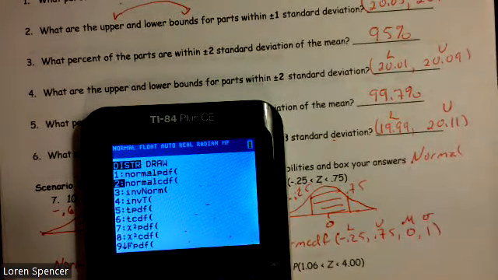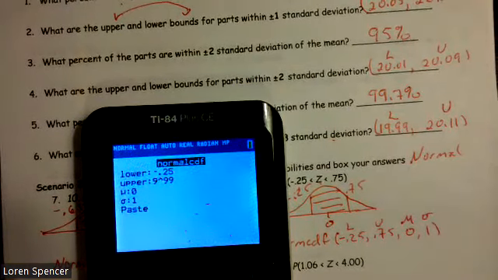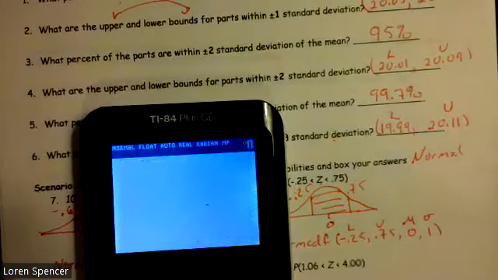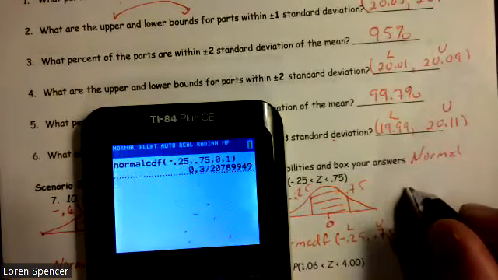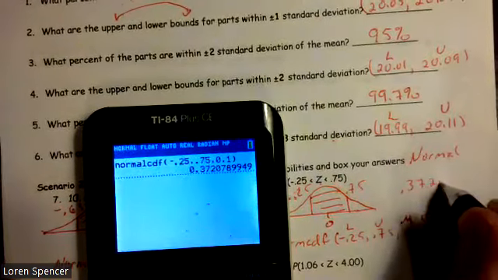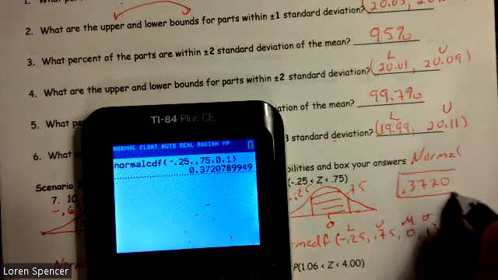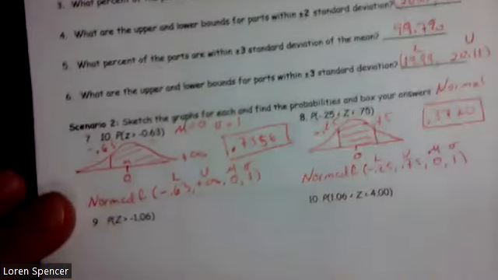Second vars, norm CDF, lower, negative 0.25, upper, 0.75, mean is 0, standard deviation of 1, because it's a Z-score, that'll always be that. And we can find out that it's about 37%. So 0.3720. We are always going to go 4 decimal places and truncate and box our answer. All right, so that takes care of that one.